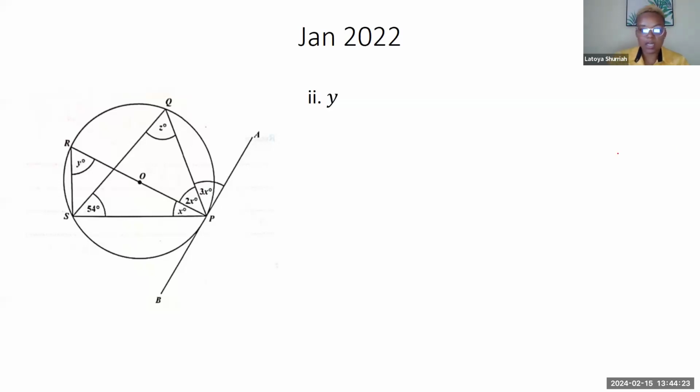So let's include the information that we just worked out: we know that this here is 18 degrees. And we know that because of DeAndre's question, why is S 90 degrees, by the way? Can somebody tell me why is angle RSP 90 degrees?